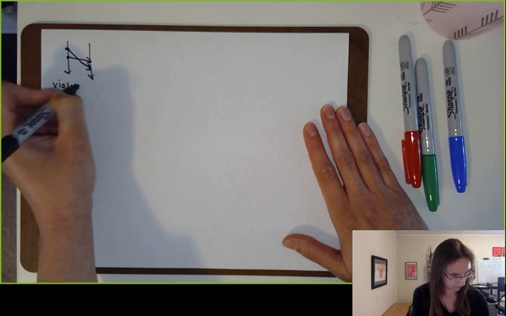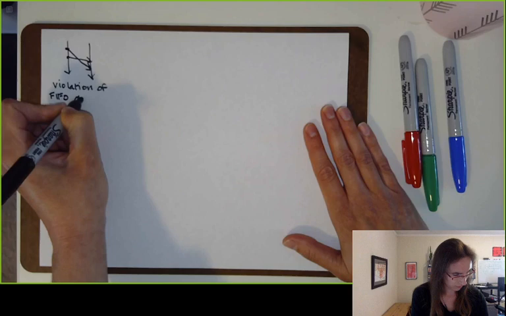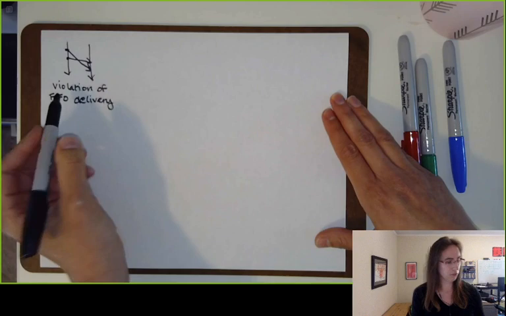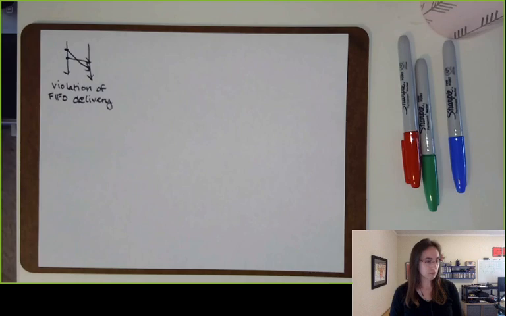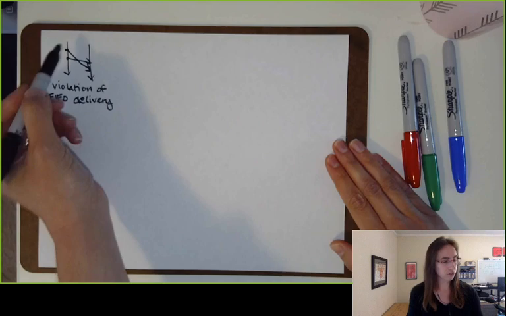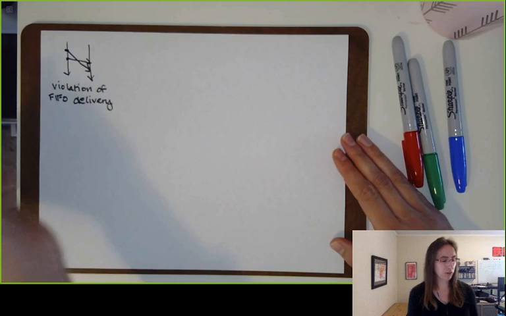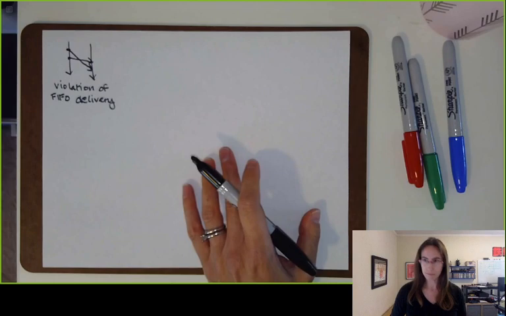And recall from before that when you're talking about these kinds of properties, sometimes it's easier to draw a picture of what's not supposed to happen. It's easier to sum up what FIFO delivery means by drawing a picture of what it means to violate FIFO delivery. That's easier than drawing pictures of all the infinitely many executions that do respect FIFO delivery.